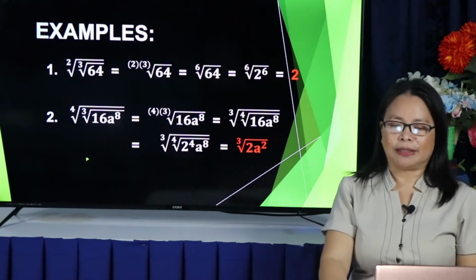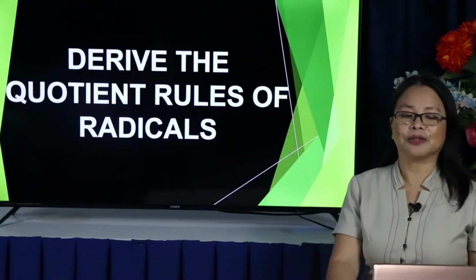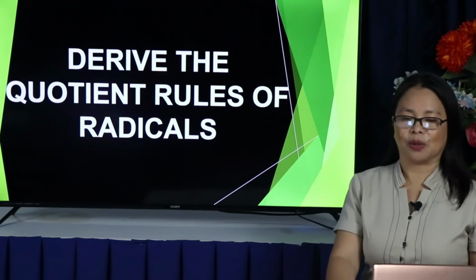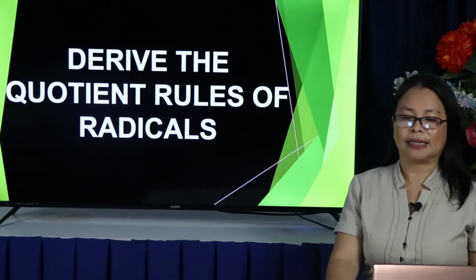Now that you have learned to derive the product and the power rule for radicals, we will now proceed to the second part of our lesson, which is deriving the quotient rules of radicals. Let us try to check if you already know about the lesson.